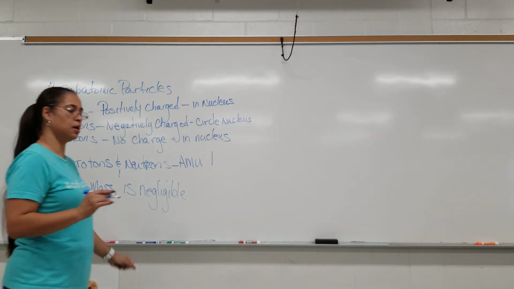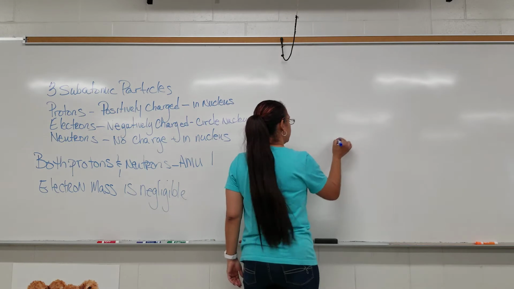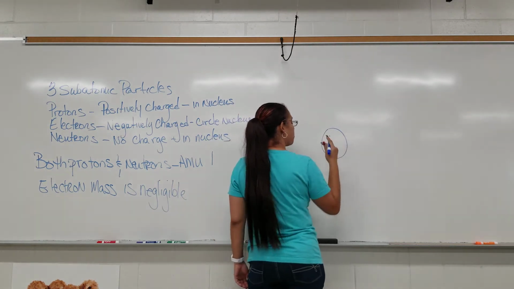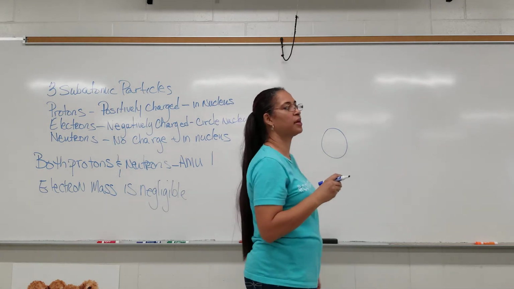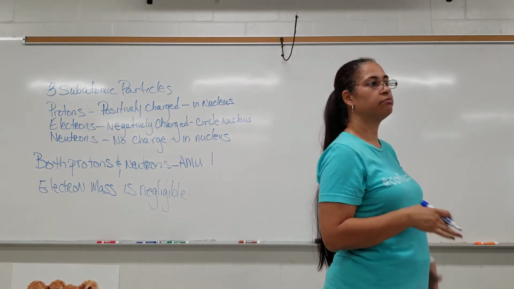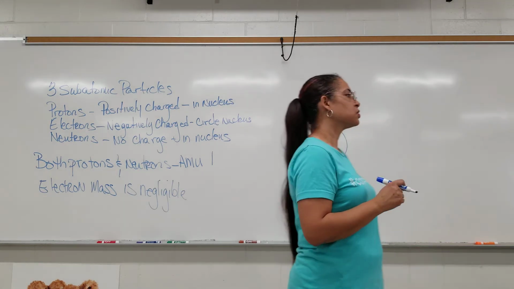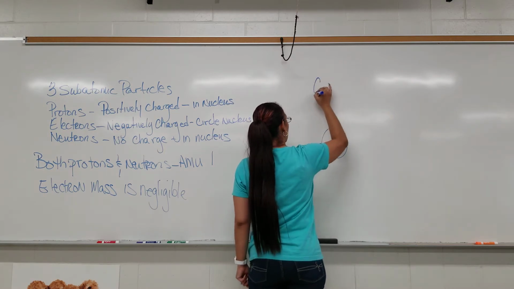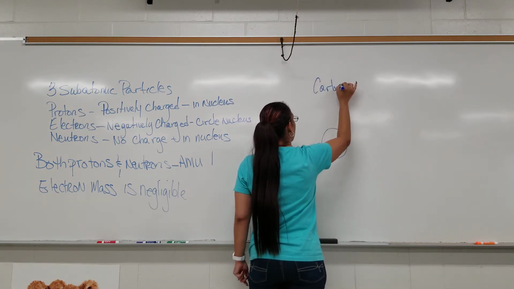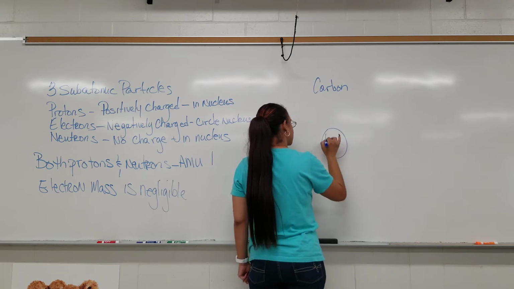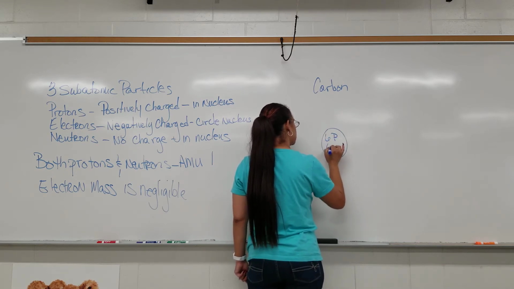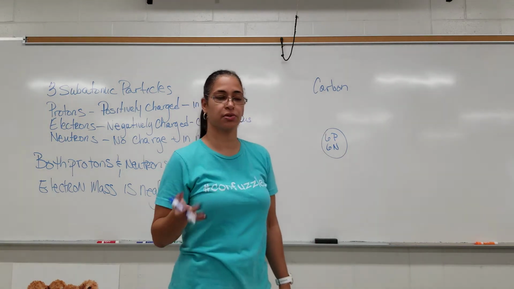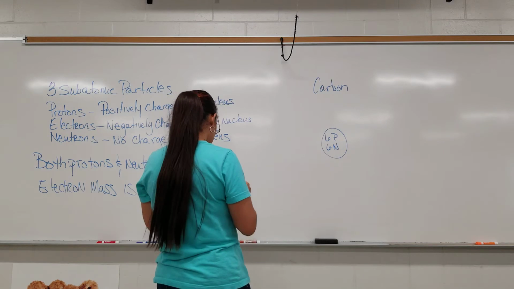So now how does it look? Well, in the center of an atom, you have a nucleus, okay? And in the nucleus, you have the protons and the neutrons. So let's go ahead and pick the carbon atom. So carbon, for example, has 6 protons and 6 neutrons, okay? Its mass is 12.001.